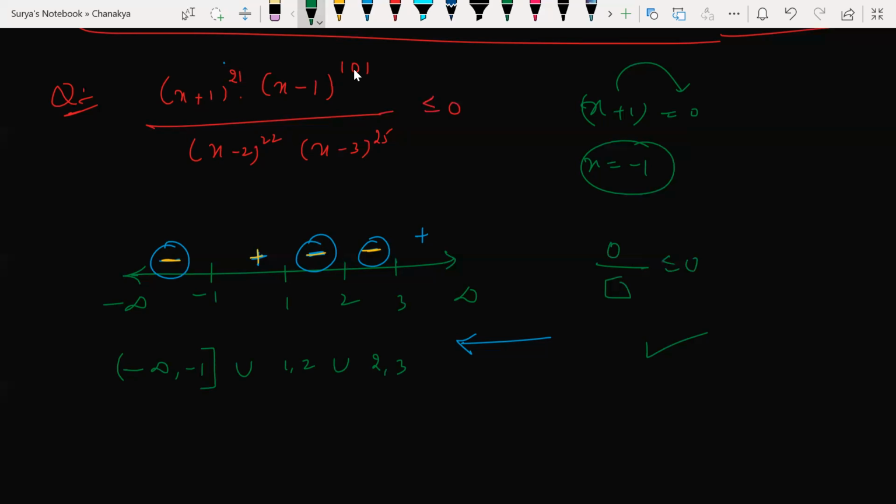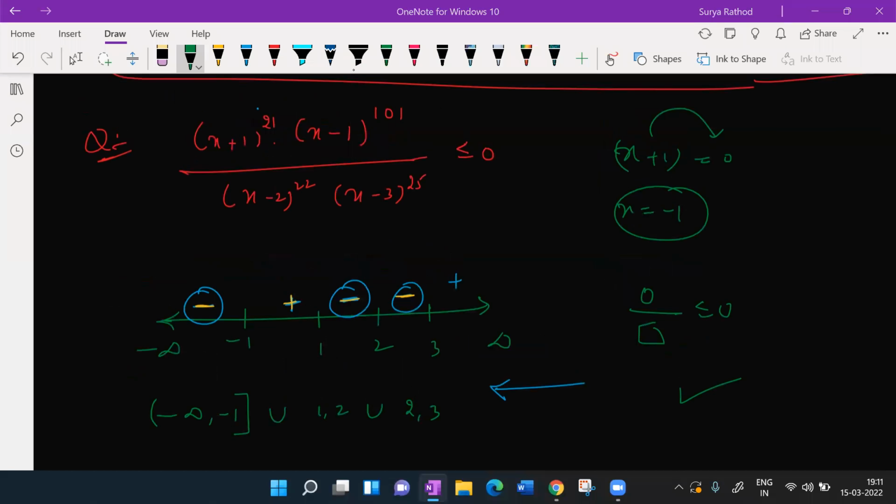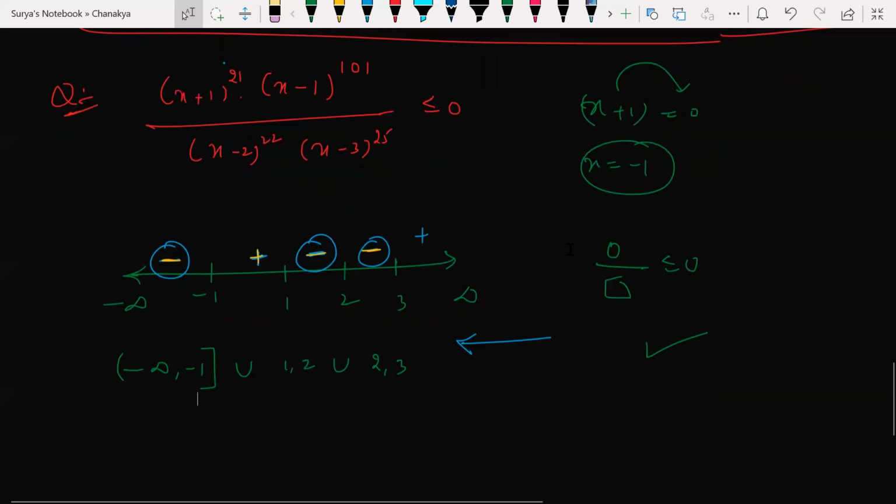Yes or no? So 1 to 2, can we include 1 here? Can we include 1 or not? Adesha, can we include 1 or not? Yes, sir. We can include 1. So close bracket. Can we include 2, Adesha?